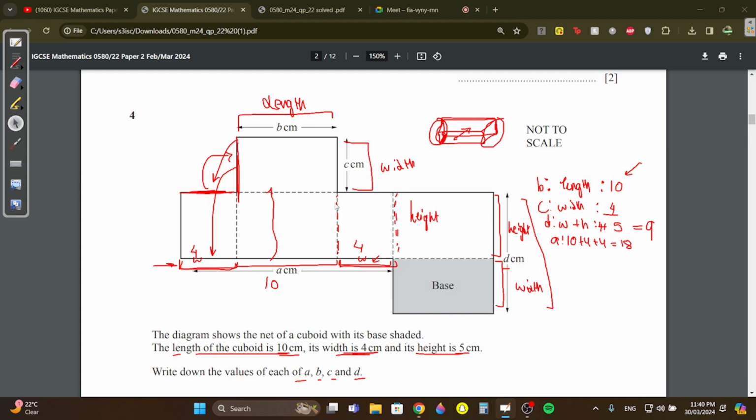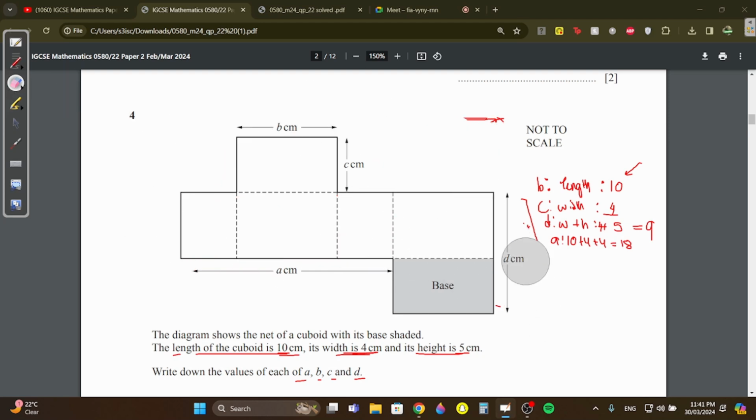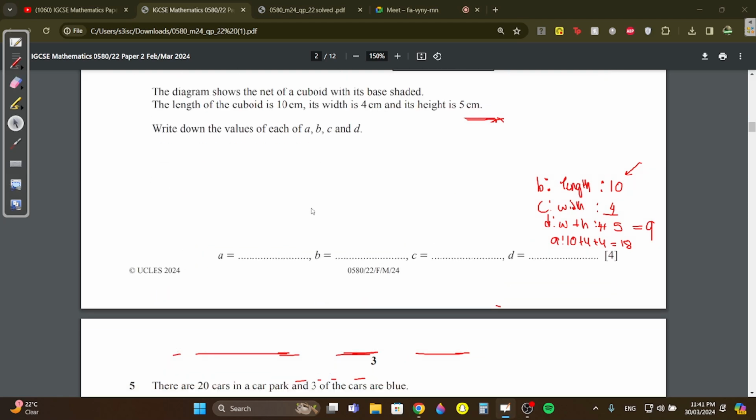So the values for A, B, C, and D will be: A is 18, B is 10, C is 4, and D is 9.